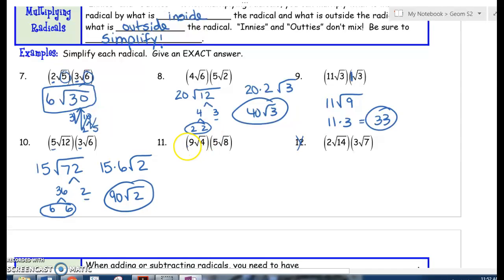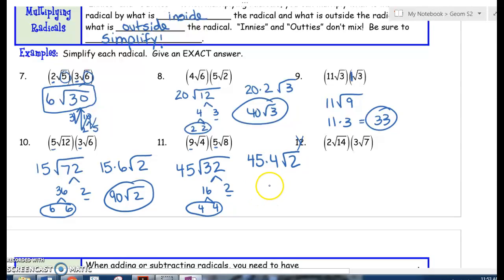And then this one, same idea. 9 times 5, you have 45. 4 times 8, you have 32. You can break down the 32 to 16 times 2. 16 breaks down to 4 times 4. Since I already have a pair, I'm just going to circle it. And the 4 is going to go out in front with the 45. And the leftover 2 is going to stay under. And then you just multiply 45 times 4, and you end up with 180 root 2. So that's kind of how that one works.